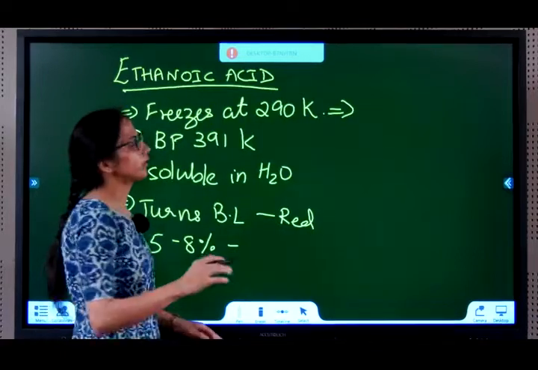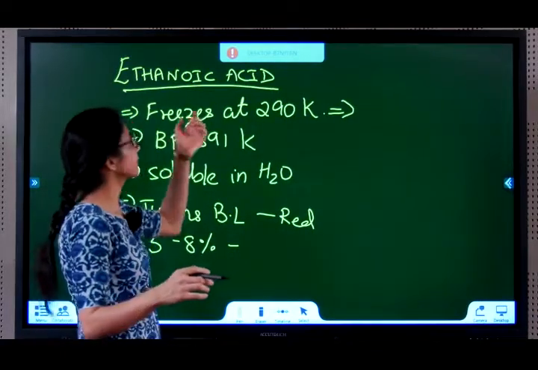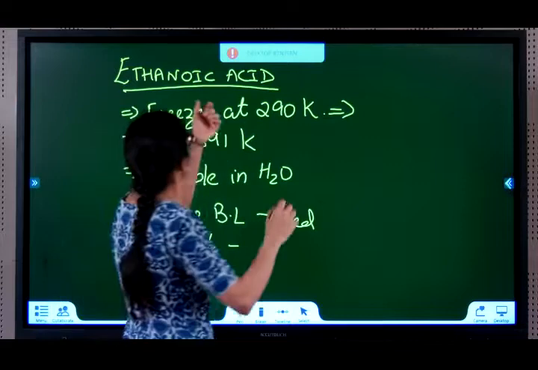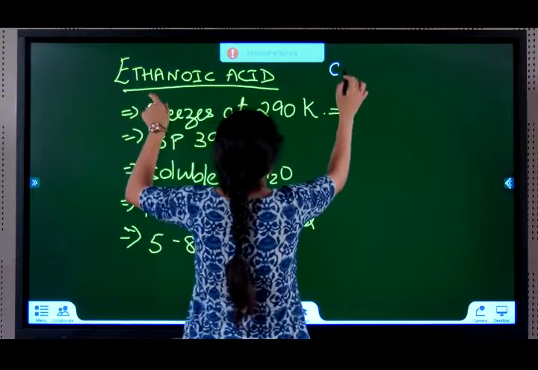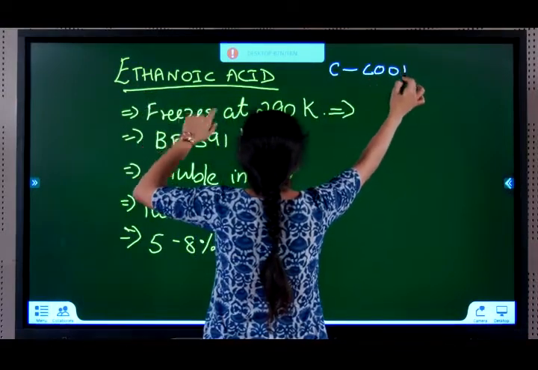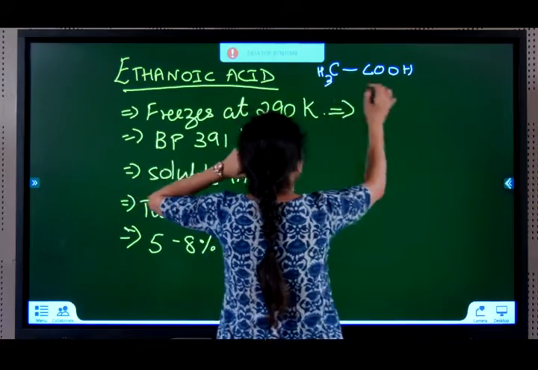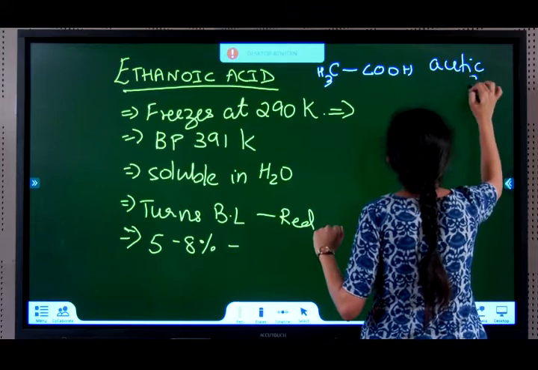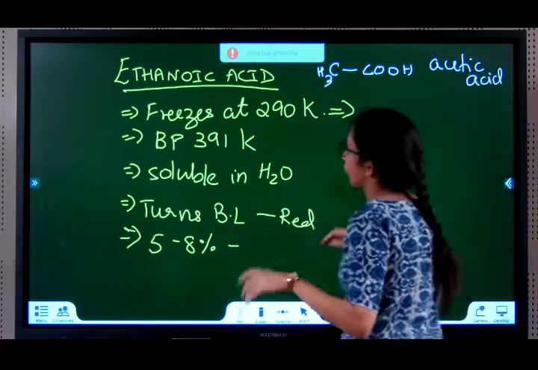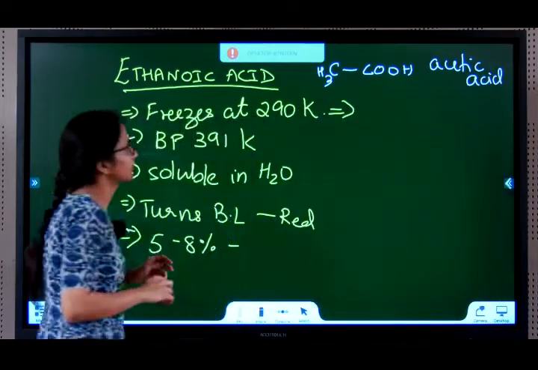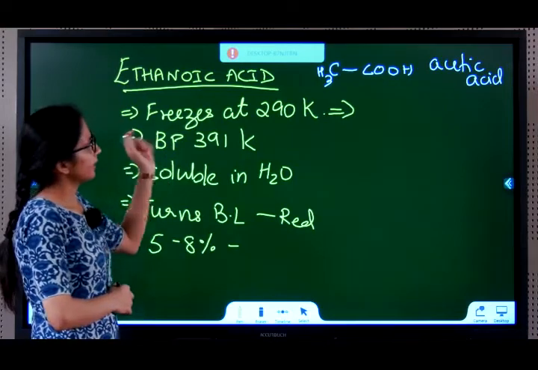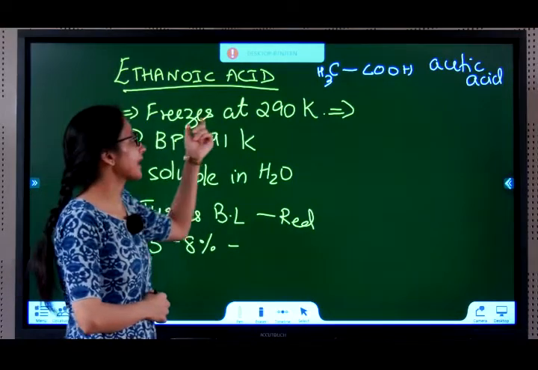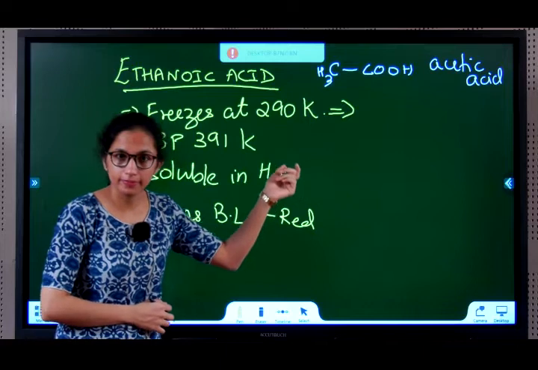The next important compound we'll be studying is ethanoic acid. Ethanoic acid, eth, so C and C, oic acid, so one should be COOH. CH3COOH is ethanoic acid, also called acetic acid. Common name, we already know that. Ethanoic acid freezes at 290 Kelvin.